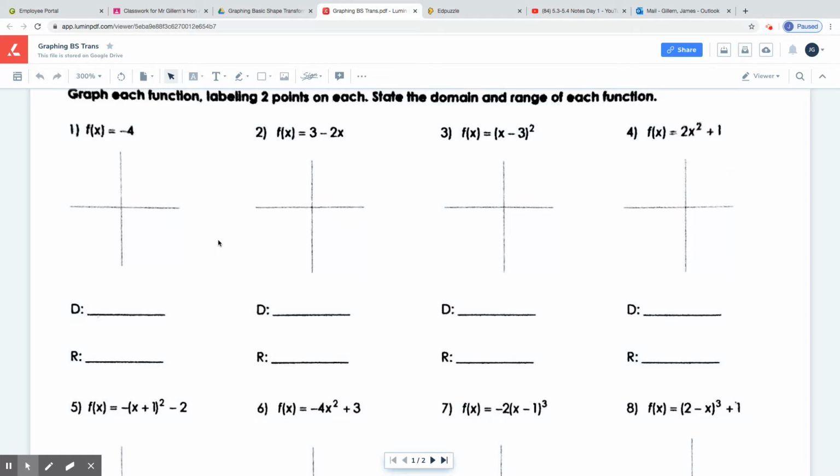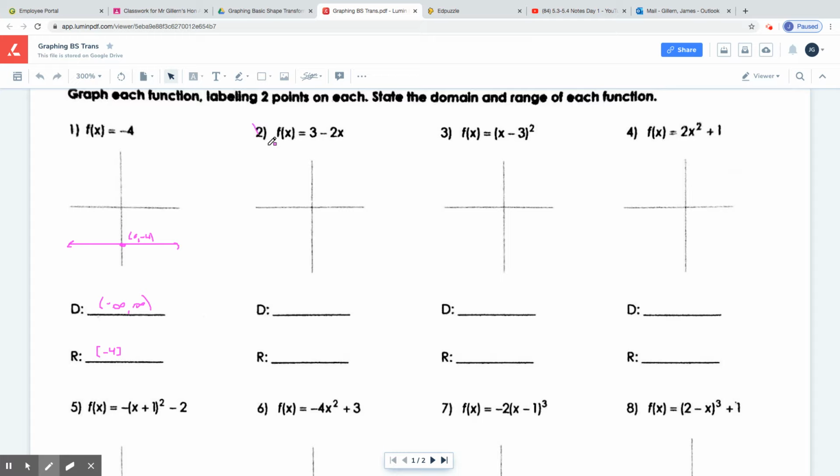All right, so starting with number one, you just have a constant. Any constant like this is a horizontal line, going through -4. There's a point on there, 0, -4, and that's all you gotta do. The domain of this is -infinity to infinity, and the range is just -4 in brackets. All the y coordinates are -4. So if you just see a constant like this, just a horizontal line going through that point on the y-axis, and you're good to go.